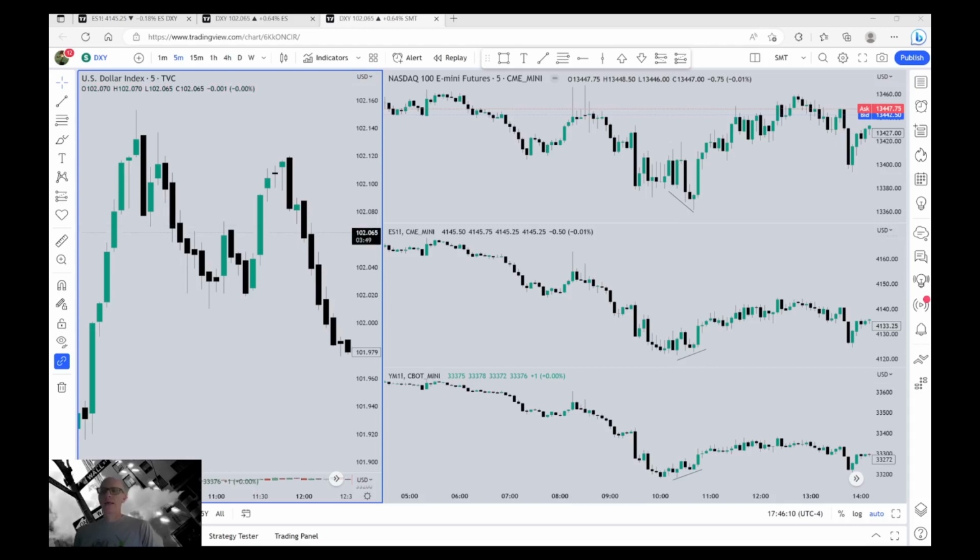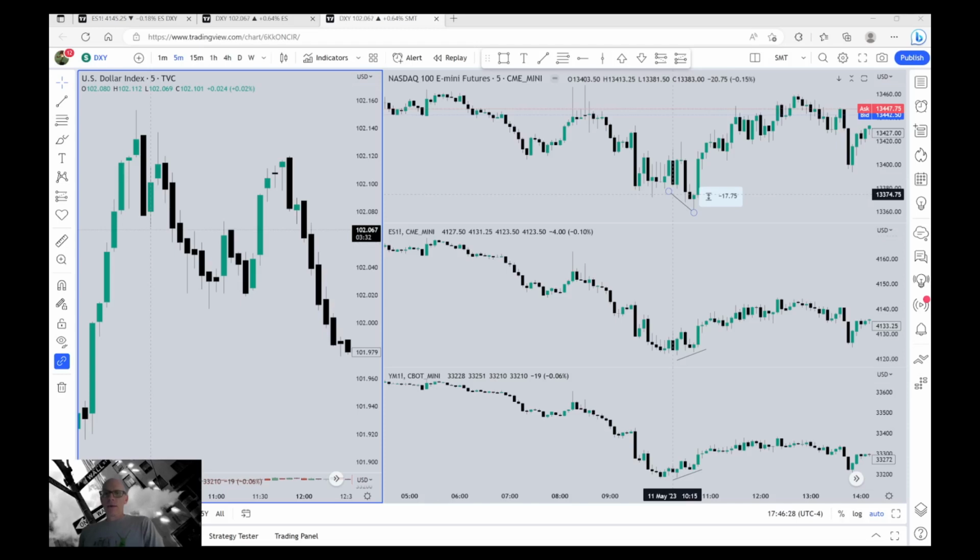So I personally am a fan of SMT divergence. I know if you listen to ICT, he says it is not the holy grail of trading, and I would completely agree. I would never argue with him. But I think if you use SMT divergence in conjunction with dollar, it can tell you an interesting story.